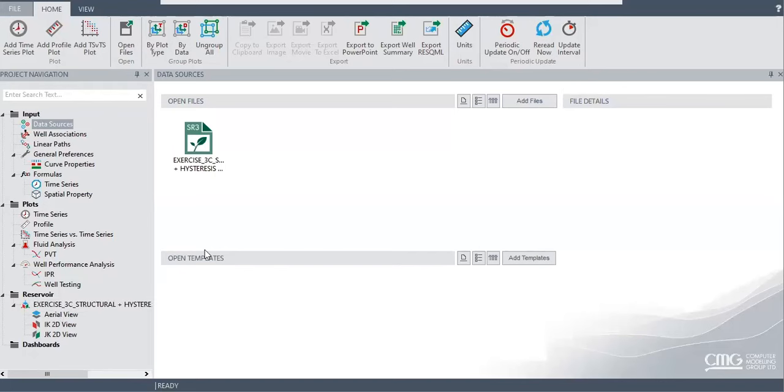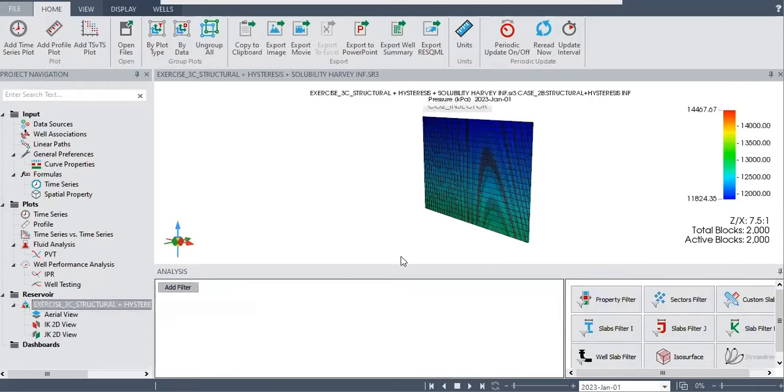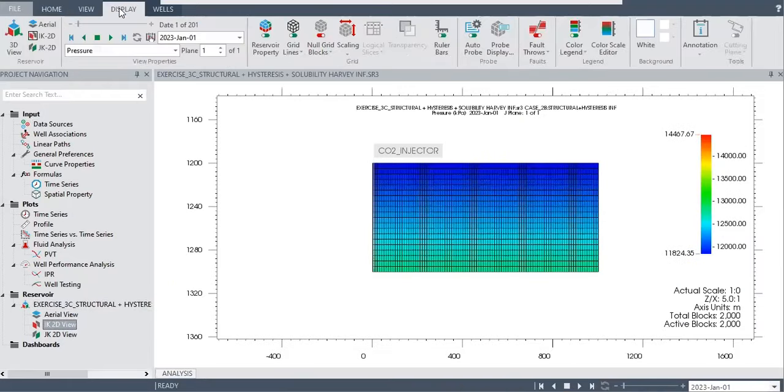Okay, as usual, let's just go down here and then check the IK2D view. If you're interested in the 3D view, you can click on this one. But I prefer IK2D view and then display. Let's check the pressure first.